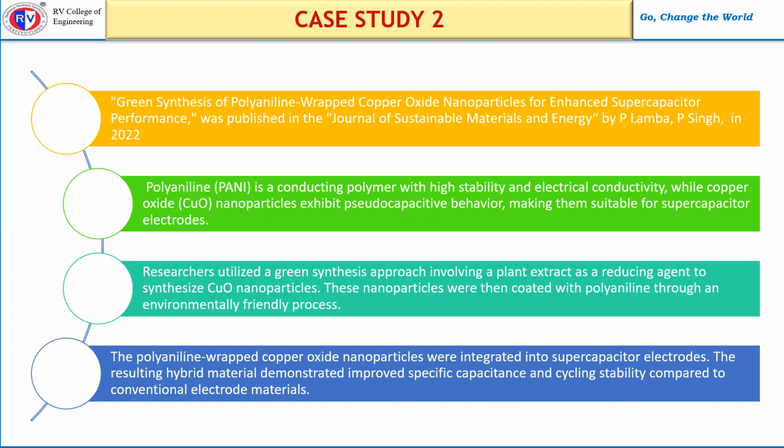So polyaniline is a conducting polymer with high stability and electrical conductivity, while copper oxide, CuO, nanoparticles exhibit pseudo-capacitive behavior, making them suitable for supercapacitor electrodes. So they synthesized this by the green method.